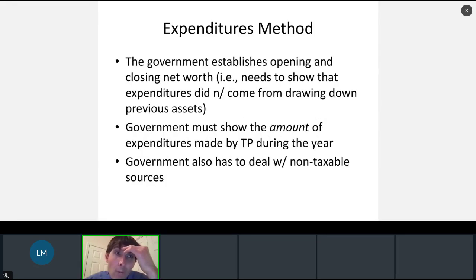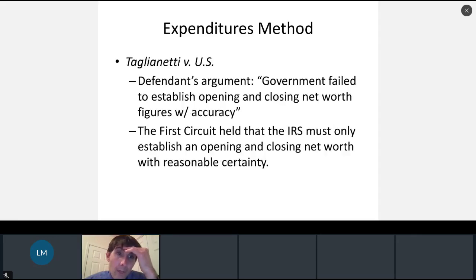The government establishes opening and closing net worth. So the government needs to show that expenditures did not come from drawing down previous assets. So they have to negate something. The government must show the amount of expenditures made by the taxpayer during the year. The government also has to deal with non-taxable sources.